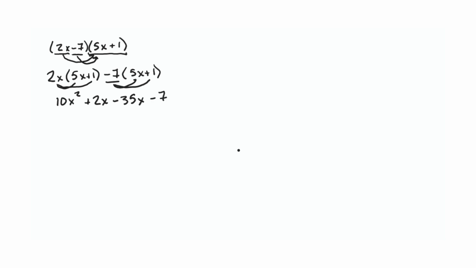Now, because these two middle terms are like terms, we can combine those and we get 10x squared minus 33x minus 7. So our goal for today is to go backwards. If we start out with 10x squared minus 33x minus 7, can we go backwards in order to end up with two binomial parentheses? So we're literally going to take this process and go backwards.